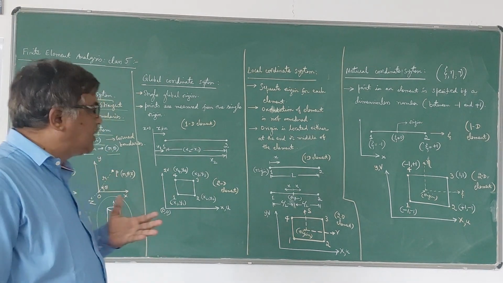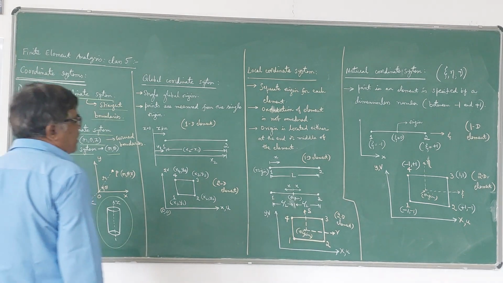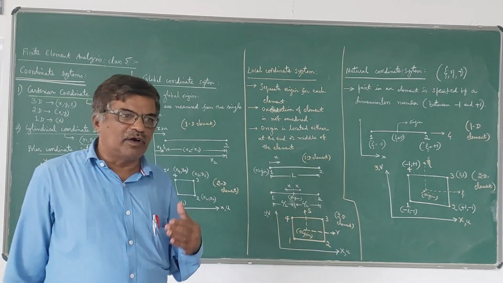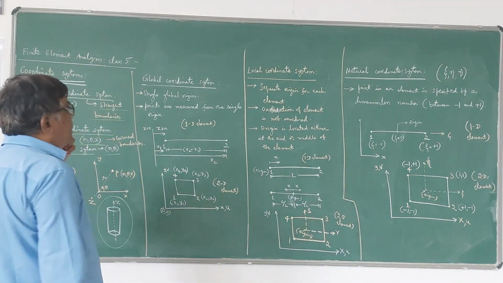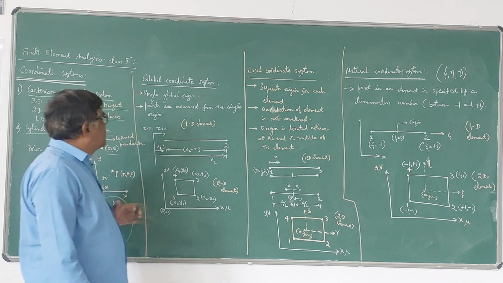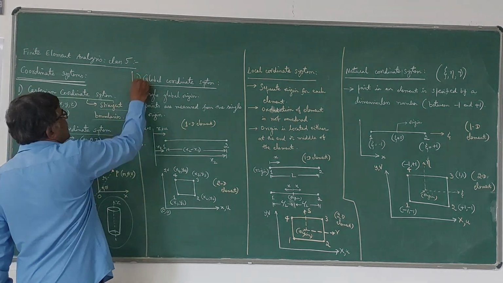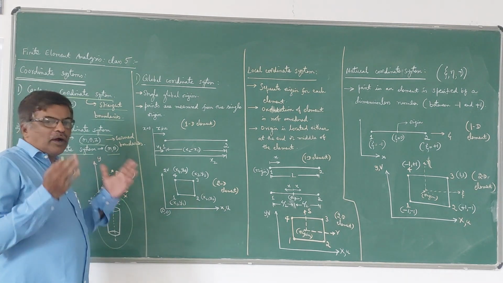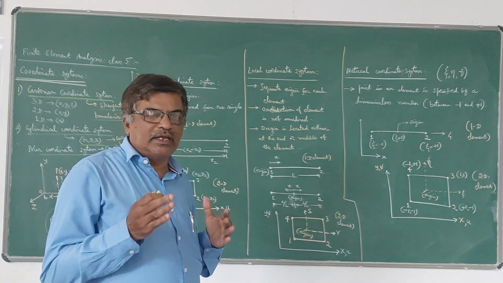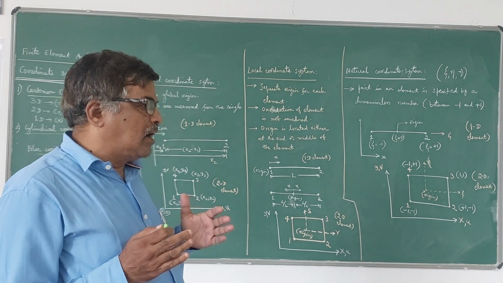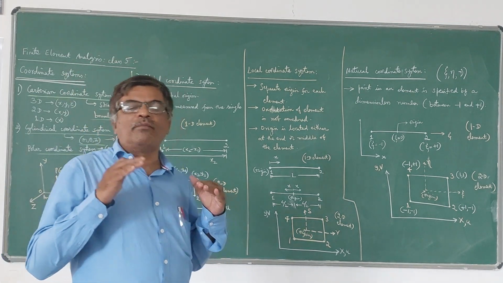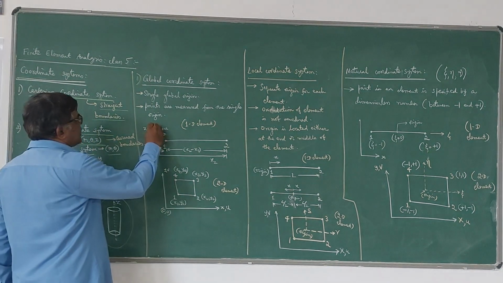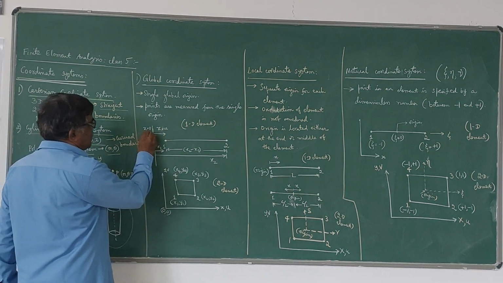But in finite element analysis, we use three types of coordinate systems depending on the type of the problem. The first one is the global coordinate system. Global coordinate system is, as you know, where any point in the element is identified with respect to a common origin. For example, here I will take this as the origin, x is equal to 0.